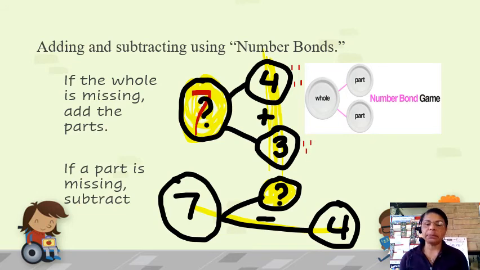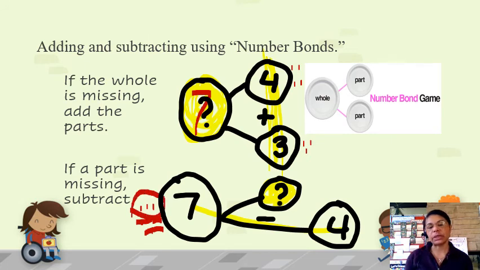Right here, I'm missing one of the parts, so I have to subtract. 7, subtract 4. So I get 1, 2, 3, 4, 5, 6, 7, and then I need to subtract 4. 1, 2, 3, 4. I have 3 left. So this part is 3. All right? So always remember, mathematicians, if the whole is missing, you add the two parts. If one of the parts is missing, then you subtract.